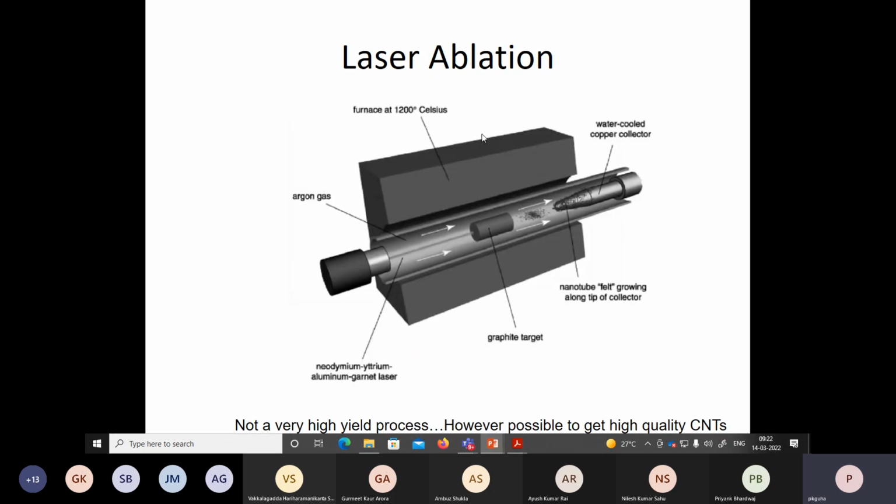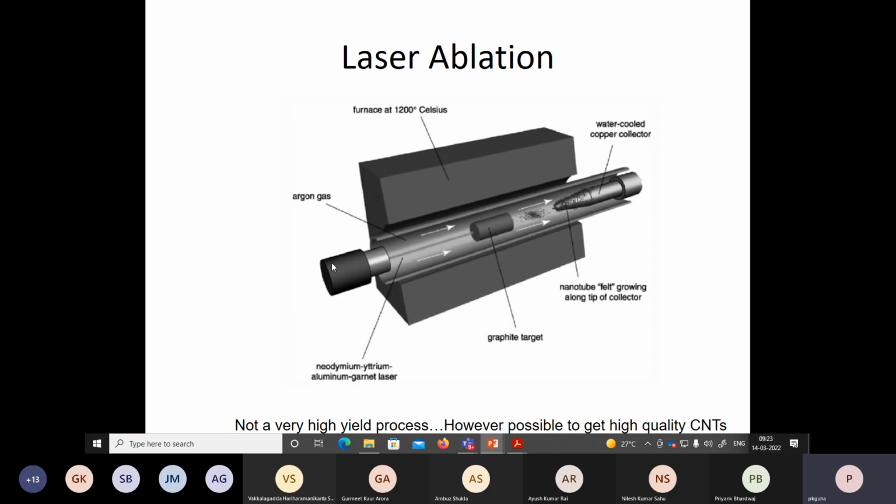In case of laser ablation technique, here also high temperature is required. In fact, here the temperature is even higher. You need around 1200 degrees centigrade. You put it in a furnace. Okay, there is a tube. This tube has several components.